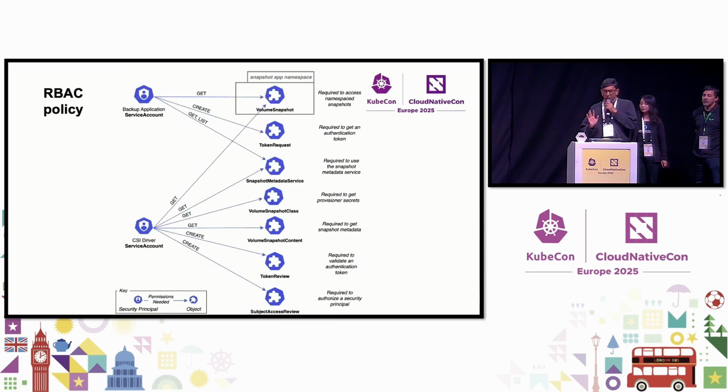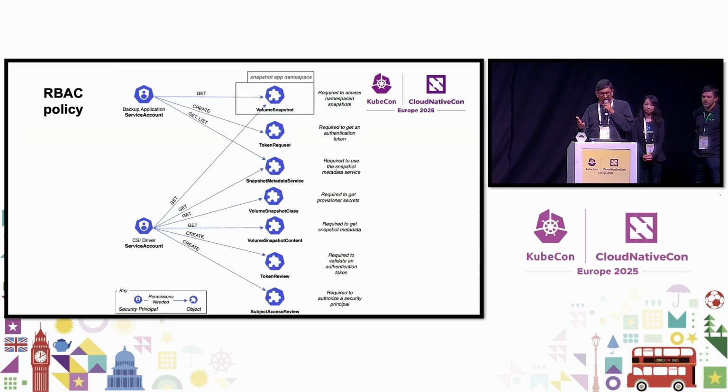All right. To make this work, you have to have adequate security policy. I'm not going to go into much detail in this slide. There's a lot of stuff there. But the most important thing to note is the use of the token request, token review, and subject access reviews APIs, which are not normally touched by backup software.